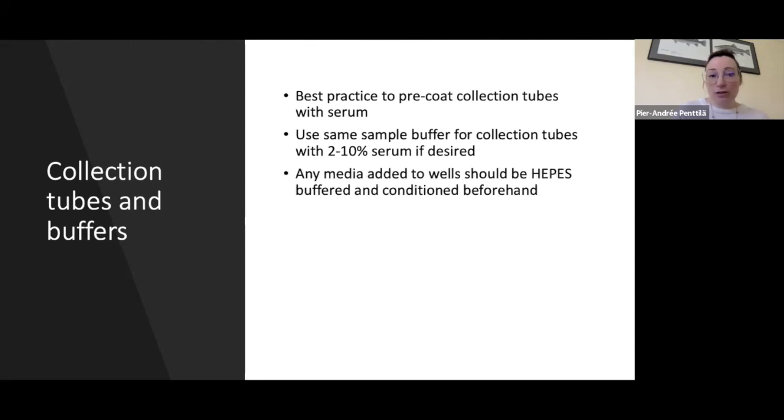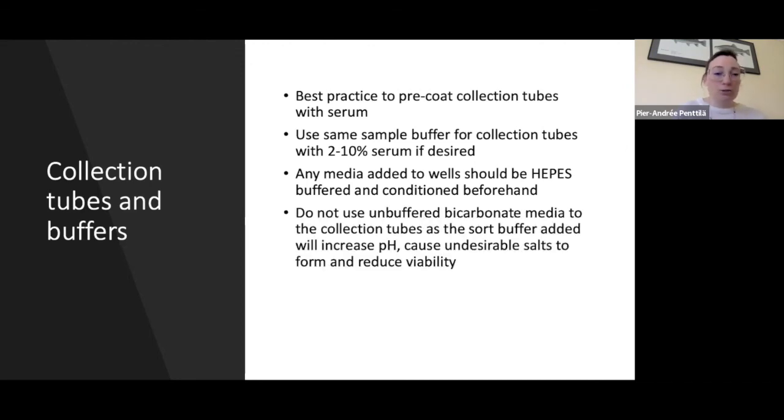if desired. And any media added to the well should be HEPES buffered and conditioned beforehand. Again, do not add unbuffered bicarbonate media to the collection tubes, as the sort buffer added will increase the pH, causing undesirable salts to form, thus reducing viability.